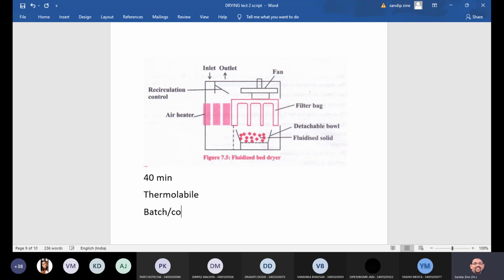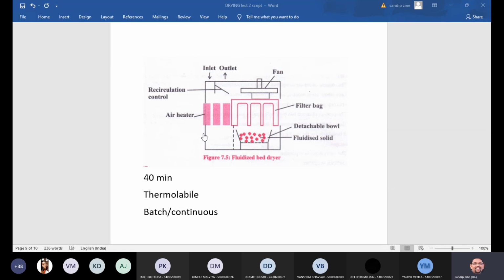What is the difference between batch and continuous? Anyone? Anyone would like to share what is the batch process and what is the continuous process of drying? We have discussed this particular point.